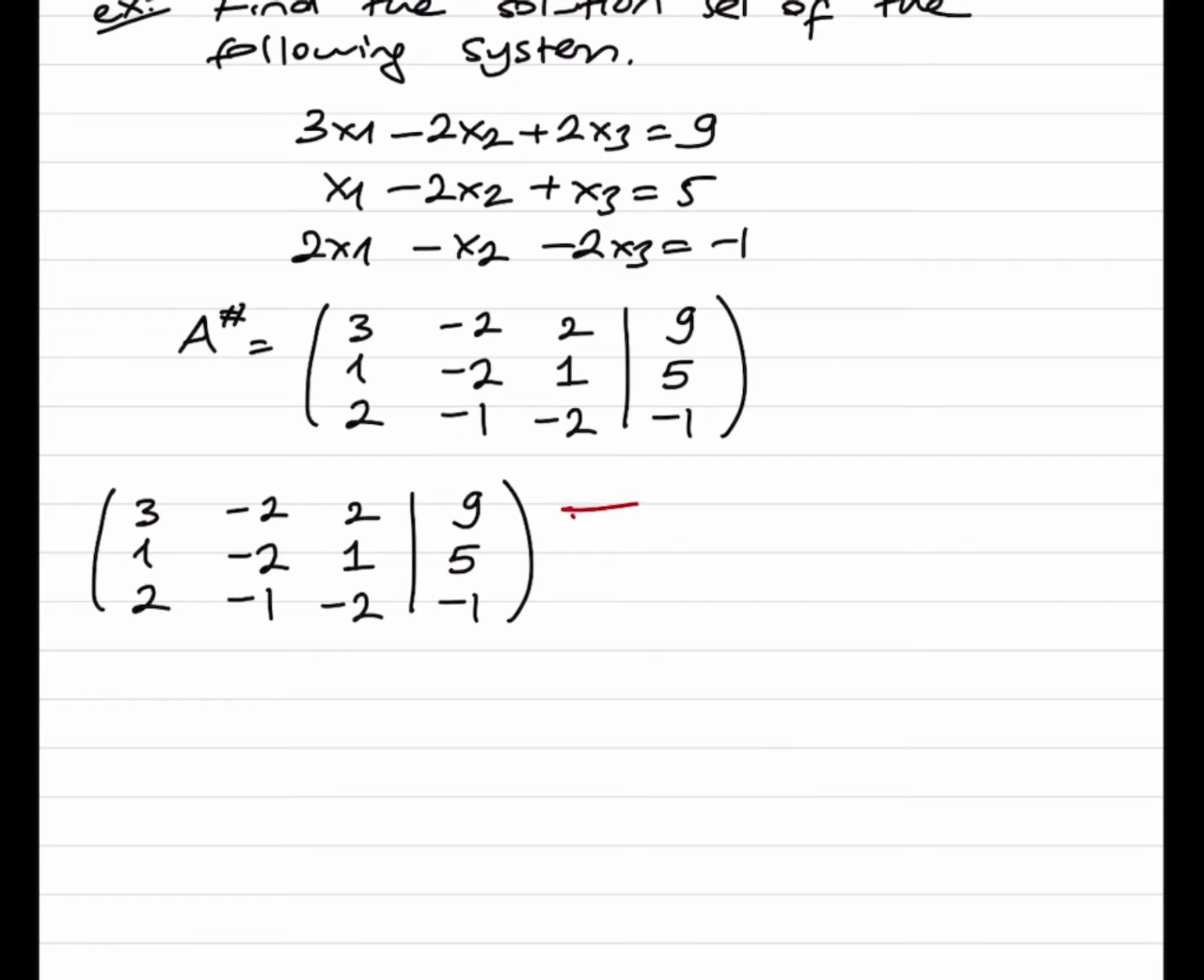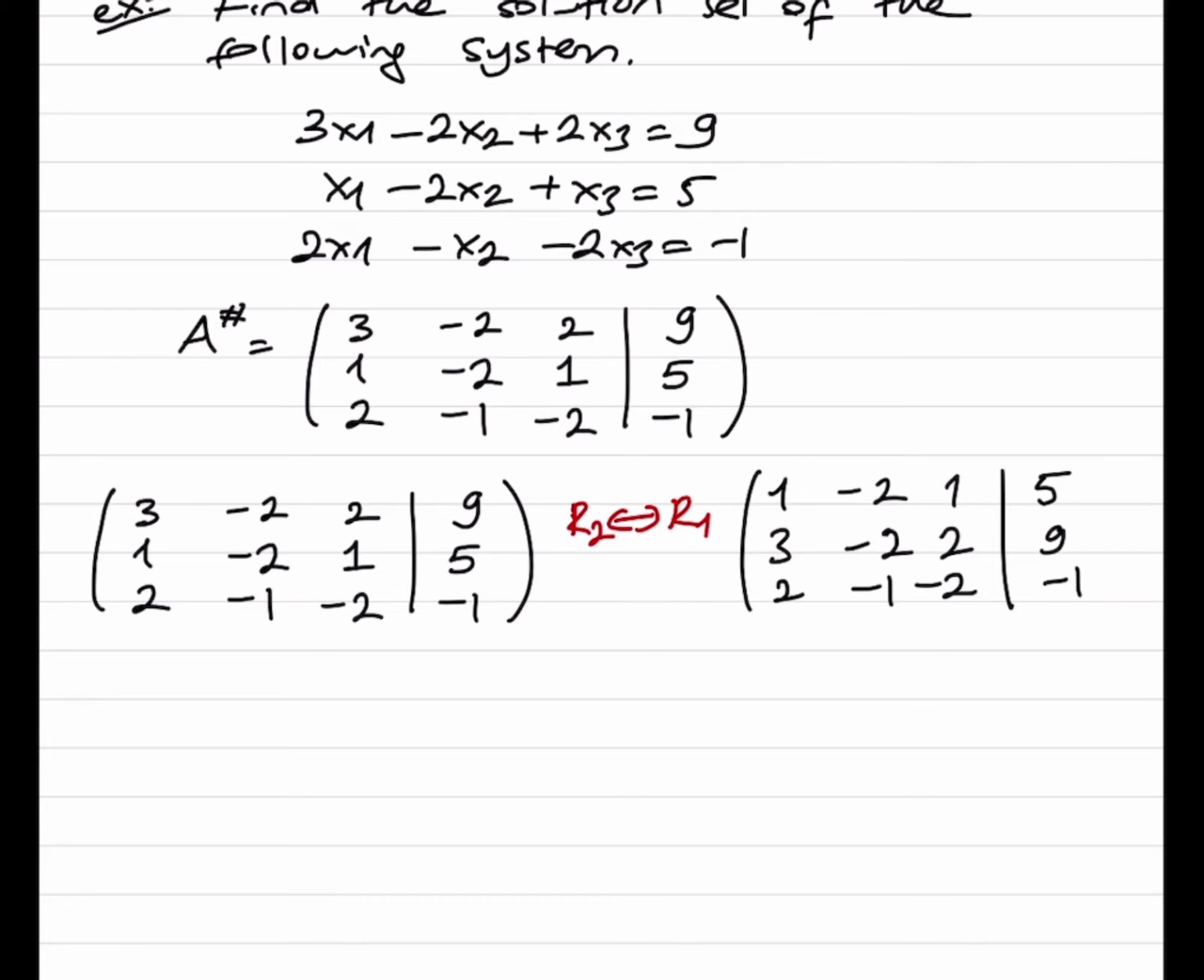First, we will change R1 and R2. So we will write R2 to R1: 1, minus 2, 1. But don't forget to change the other side. Whatever we do, we do it in the whole matrix. Okay, great. Now we have 1 here and we will arrange these to be 0. How can we do it? We can multiply minus R1 and add to R2, and write to R2 minus 2R1 plus R3.